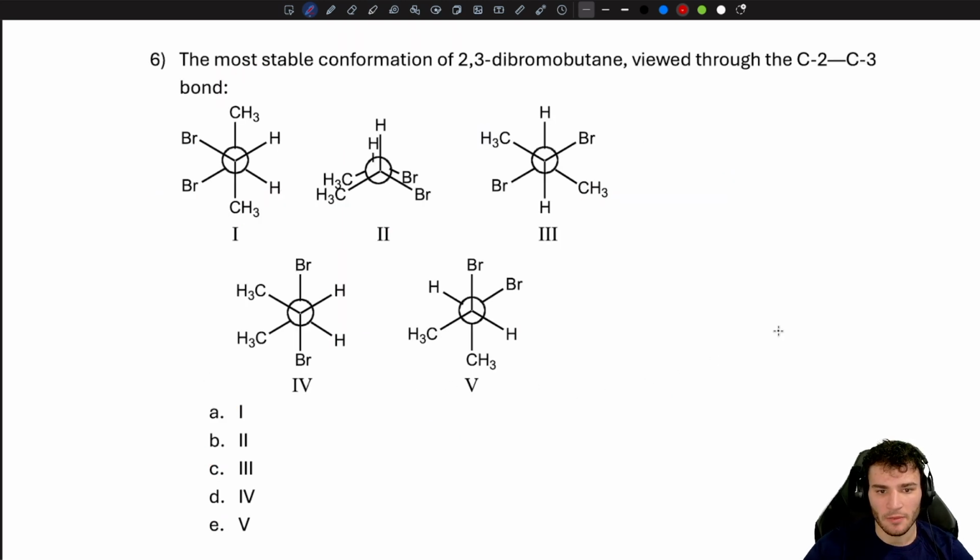The most stable conformation of 2,3-dibromobutane viewed from C2 to C3. Let's take our time and draw this again. We're going to have a bromine on the 2 and a bromine on the 3. It actually doesn't matter which you start with. You're just going to be looking at one of these directions. Your front carbon, it might help to draw out all your substituents. You're going to have a CH3 on each side. And so your front carbon is going to have a bromine.